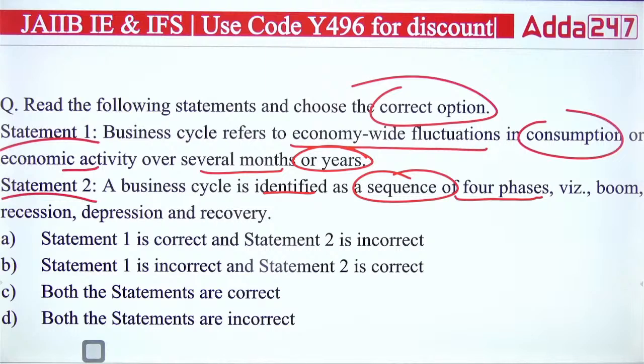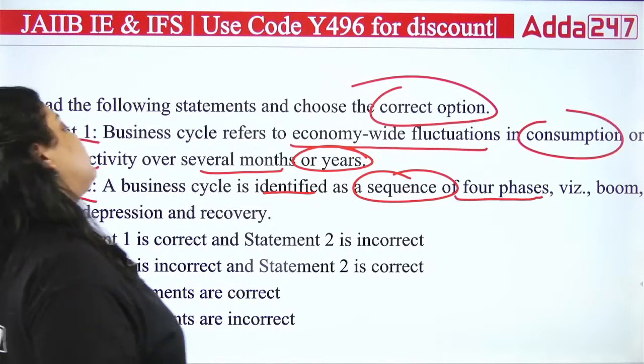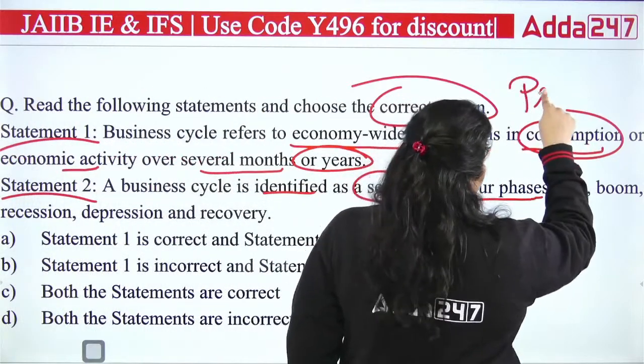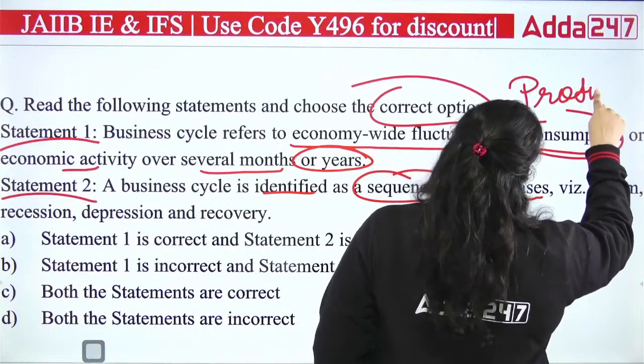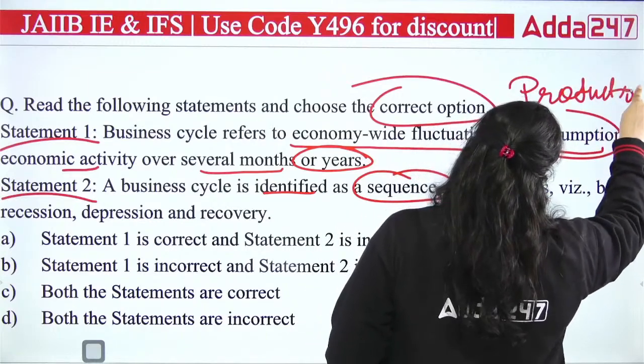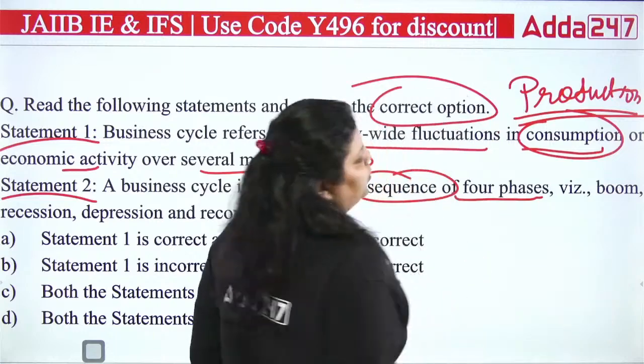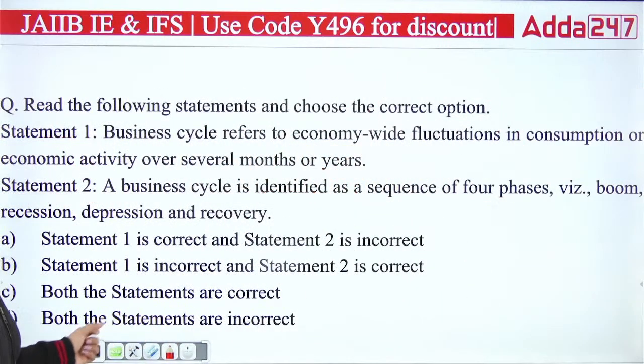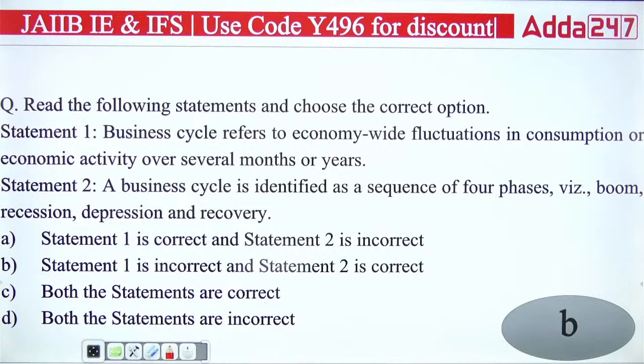Okay, this is true. But what about the first one? The first one is not true. Economy-wide fluctuation in consumption? No, it will be in production. The production is actually fluctuating in the economy over a time. So the first statement is the incorrect statement. Okay, so first is incorrect, second is correct. It means right answer is B. Clear? Right answer will be your B option.